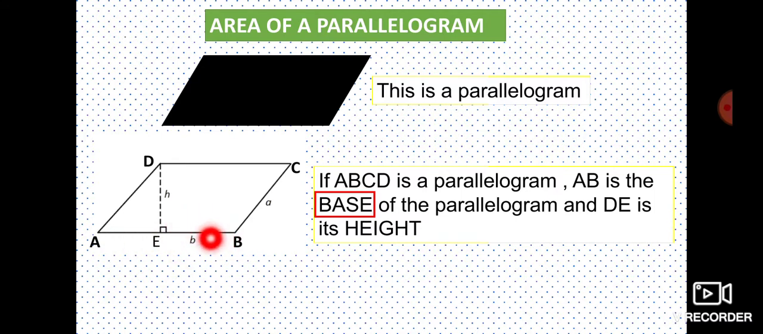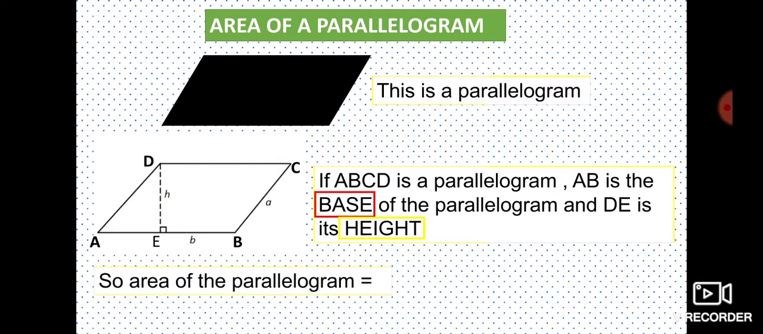The base is denoted with a small letter b. And DE is its height. This perpendicular line is the height of the parallelogram. It is denoted by the letter h, small letter h. Then area of parallelogram, the equation is very simple. Base into height. Base is b, height is h. So in short, we have to write b into h. So you remember, area of the parallelogram equal to b into h. b is the base and h is the height.